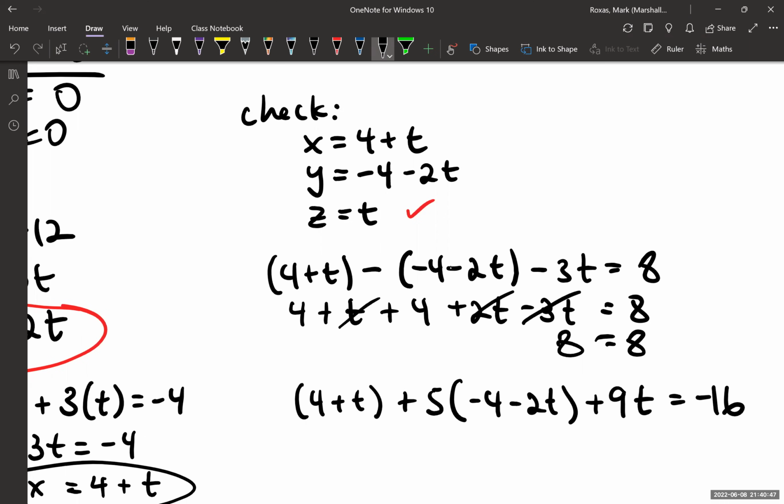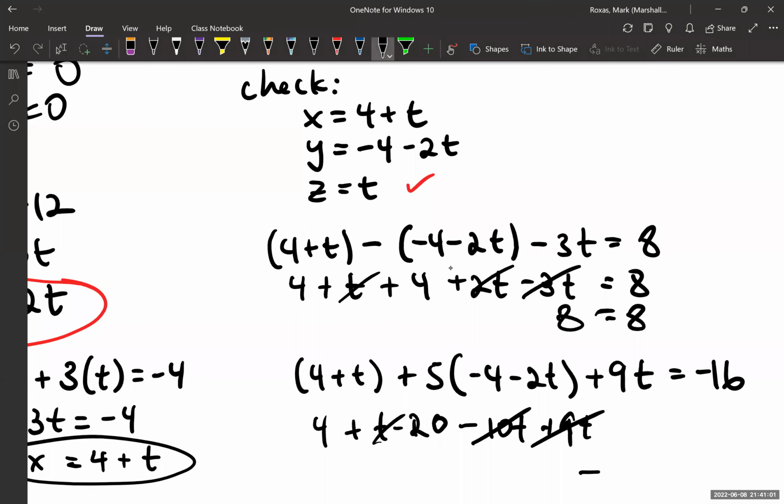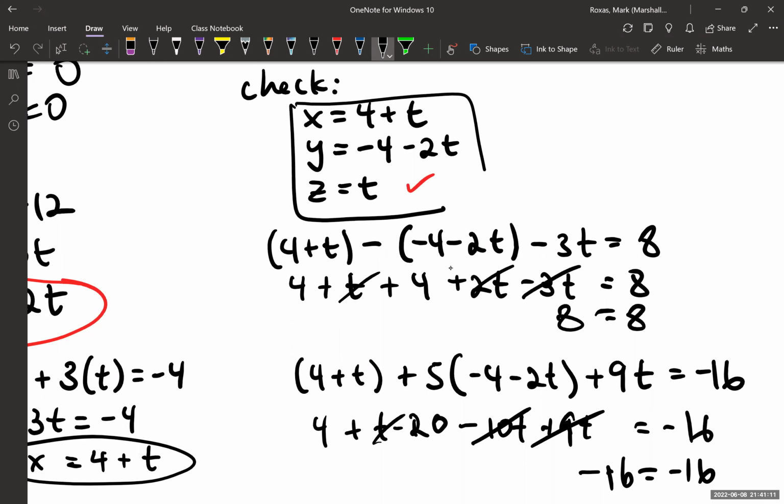That's my third equation. And let's check: 4 plus t minus 20 minus 10t plus 9t, and the t's cancel. 4 minus 20 is negative 16. So left side equals right side again. Okay, so that check is important. You want to check that your line of intersection works, that it satisfies all three equations.